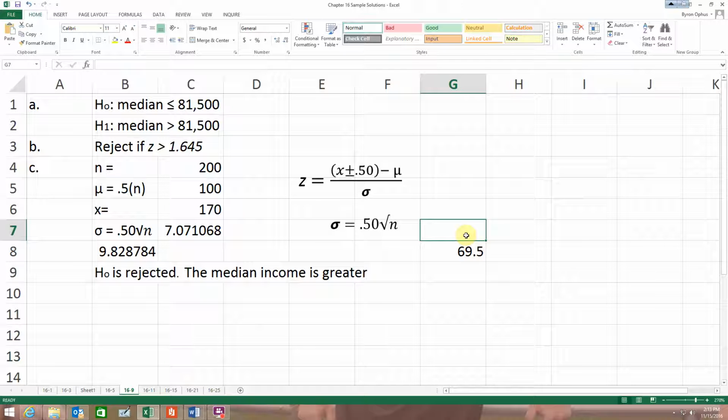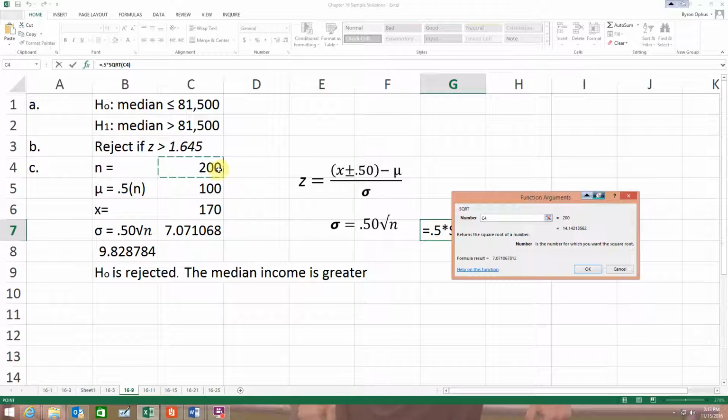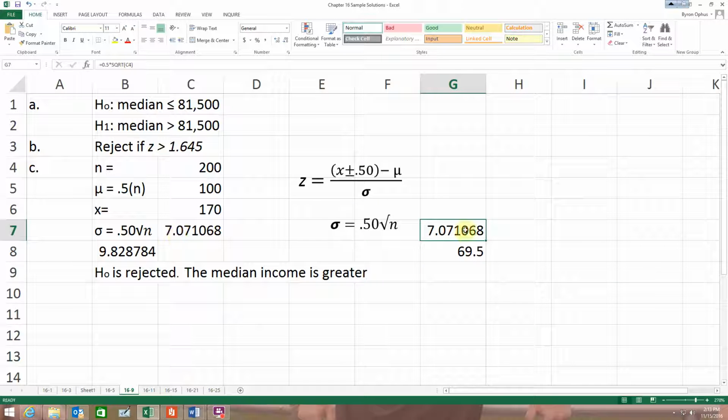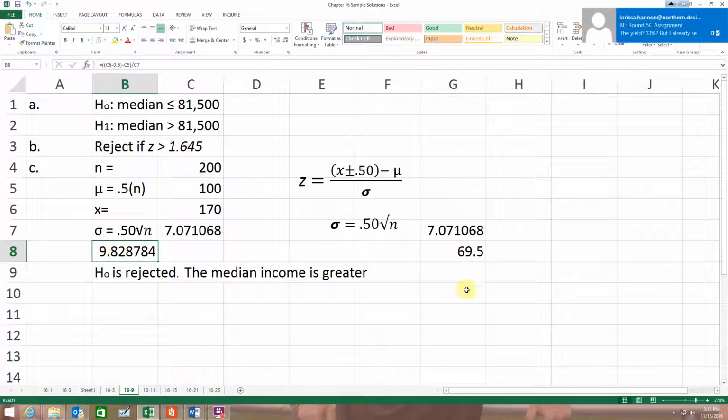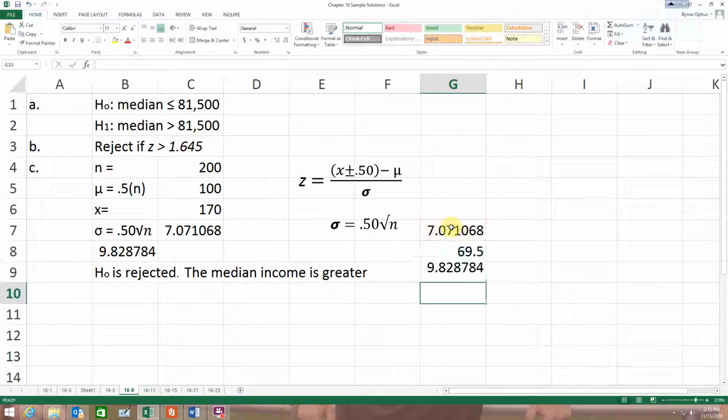So that equals 0.5 times the square root of n. Now I've got these upside down, of course, because that makes life interesting. I've got to divide this by this, and I've done that over here. I can do that again. It equals this divided by this, and we come up with 9 point something. That's a heck of a lot bigger. Okay, so that's way out there.